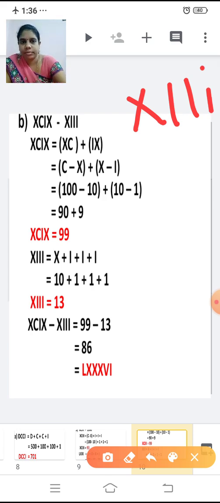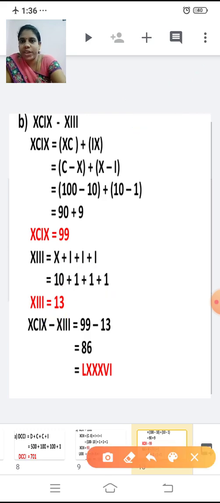XIII. What is the value for X? So X plus I plus I plus I. Value for X is 10 and value for I is 1, plus 1 plus 1. 10 plus 1, 11. 11 plus 1, 12. 12 plus 1, 13. So XIII is 13.